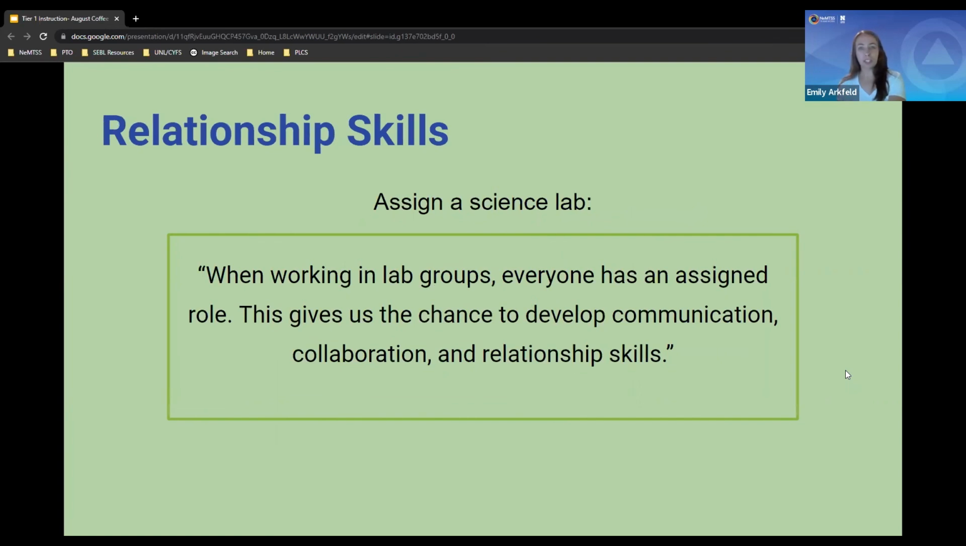When you're thinking about relationship skills and doing a science lab, you might say, when we were working in these lab groups, everyone has an assigned role. And this helps us develop communication, collaboration, and relationship skills. And back to that accountability, all of these skills and competencies are intertwined. And when you are growing one here, it plays into your growth in another place.